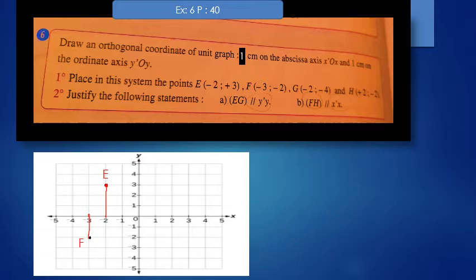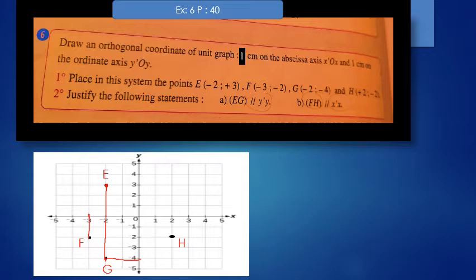G(-2, -4). This is minus 2, I have to go down 4 steps. So here you can say that minus 2 reaches the projection on y prime y at minus 4. The point of intersection here is the point G. H(+2, -2), here is the point H.